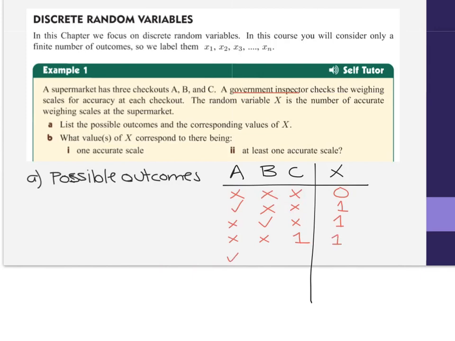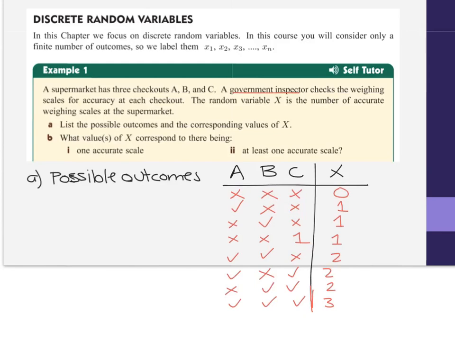We could have 2 working, couldn't we? So that would be 2, you could have 2, or 2, or we could have all working, and I think that's the only scenarios there. We'd have 0, 1, 1, 1, 2, 2, 2, and 3. So that's all the different possible outcomes you could have.